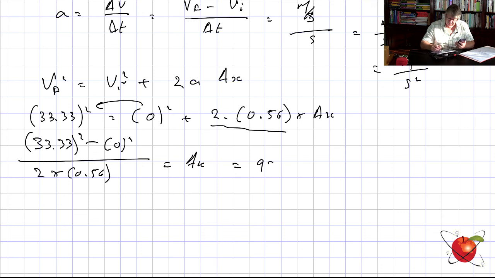991.86 meters. Okay, that is the delta X. So that's the distance that was taken during acceleration. All right. Let's move along. Let's say, okay.